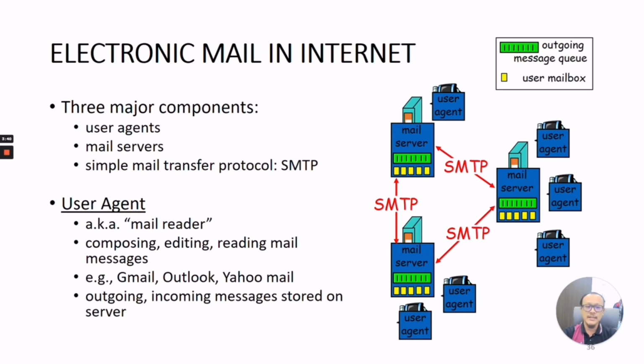If you look at the picture on your right side here, it is the diagram of multiple mail servers connected to the user agent. A mail server, for example, is Gmail or Yahoo. The communication between the servers of Gmail or Yahoo Mail is using the SMTP protocol.